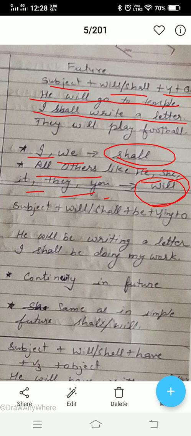So next we have future continuous. All things will be the same, but one thing: the helping verb will or shall stays the same. You will use be plus first form plus ing. The main thing is will be going, shall be going. Clear? He will be writing a letter. I shall be doing my work.